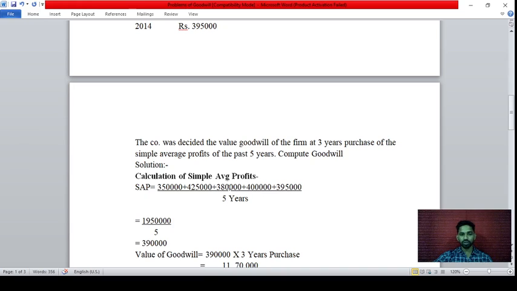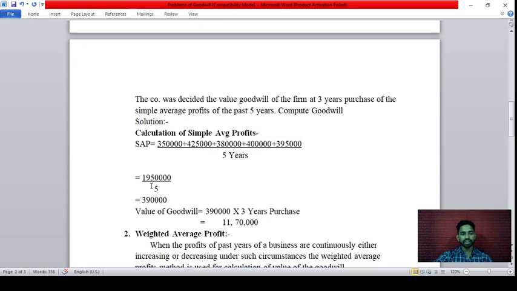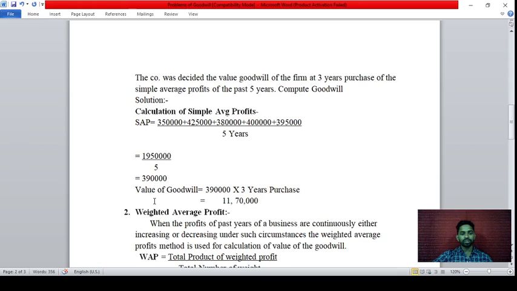The total of these profits is 19,50,000, divided by 5 years. The simple average profit is 3,90,000 for each year. Now for valuation of goodwill, we got the simple average profit of 3,90,000 into 3 years purchase. Here 3 years purchase is given. So the answer will be 11,70,000. This is the value of goodwill.